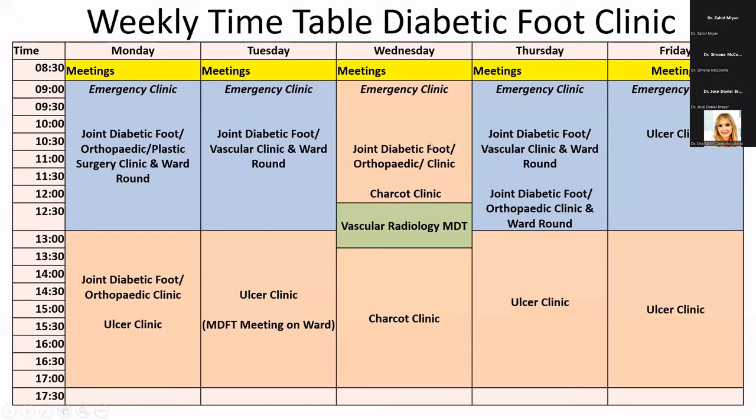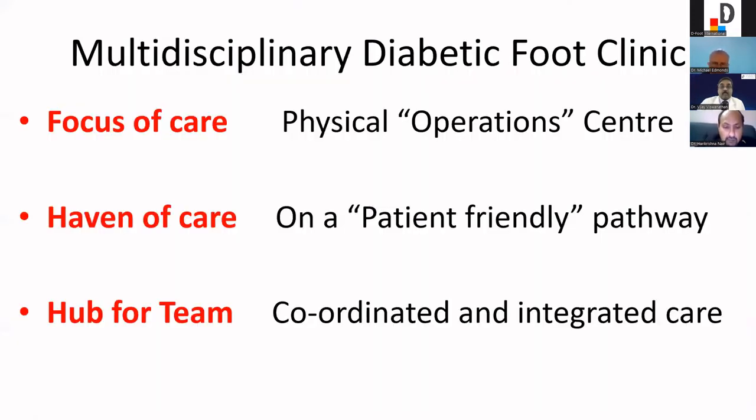Then on Wednesday, a joint diabetic foot orthopedic clinic and a Charcot clinic, a vascular radiology meeting midday to look at all the angios, a Charcot clinic in the afternoon. On Thursday, again, a joint diabetic vascular clinic and ward round, and also we have a joint diabetic foot orthopedic clinic, ward round, a background ulcer clinic, and then Friday, ulcer clinics, but often you get quite a lot of emergencies on the Friday. So this team and this clinic, the main principles are focus of care.